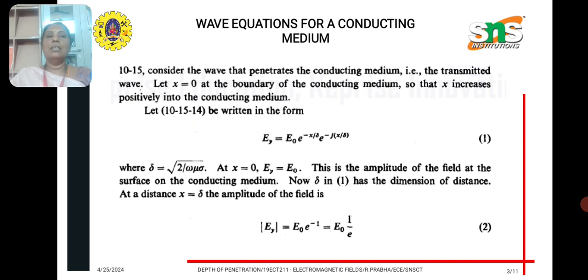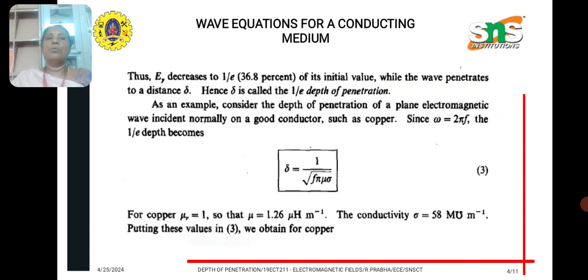So now delta has the dimension of distance. At a distance x equal to delta, the amplitude of the field is given by magnitude of Ey is equal to E naught e power minus 1, and we can write it as E naught into 1 by e. And so Ey decreases to 1 by e, that is 36.8% of its initial value, while the wave penetrates to a distance delta, and this delta is called 1 by e depth of penetration.